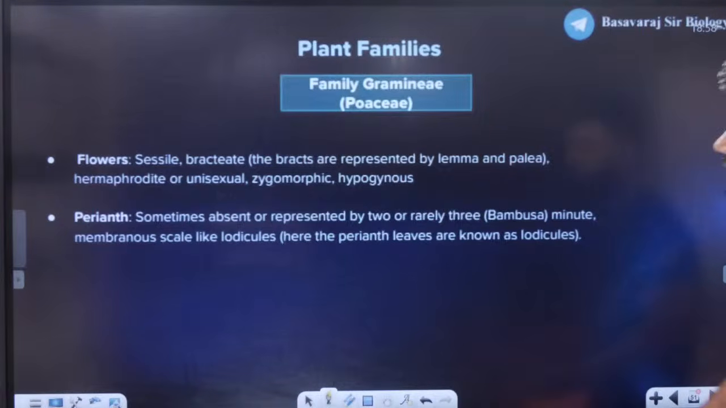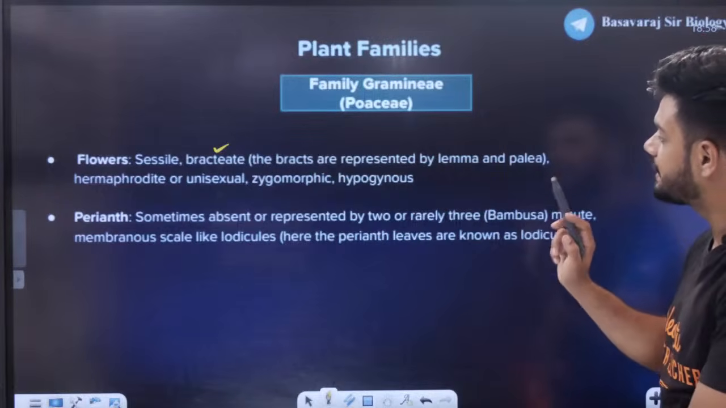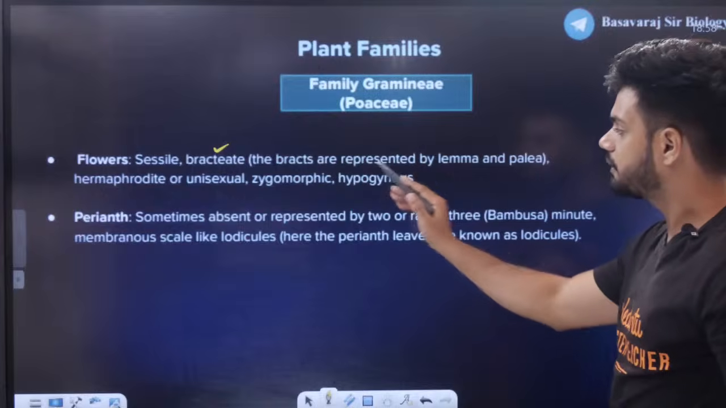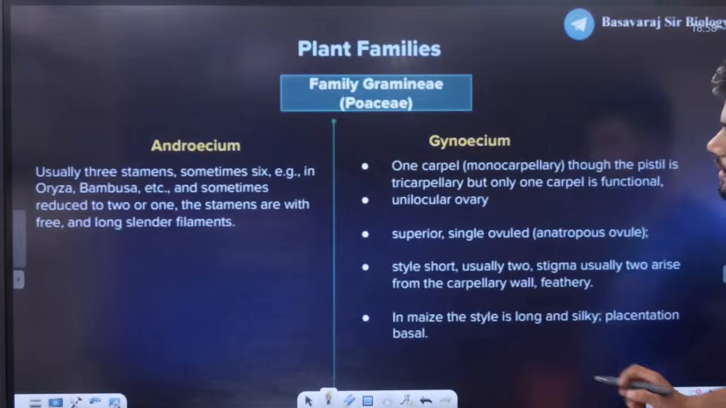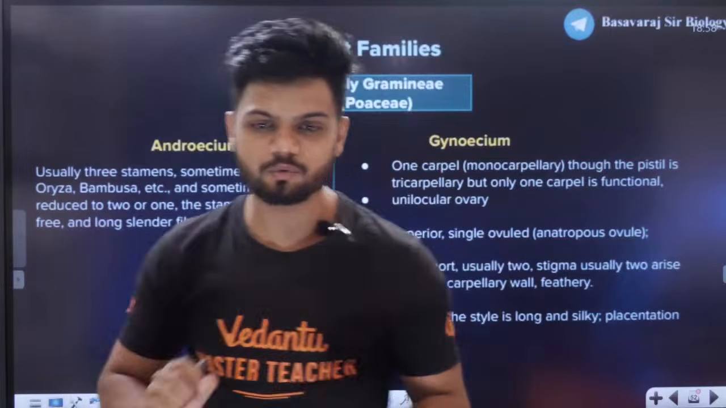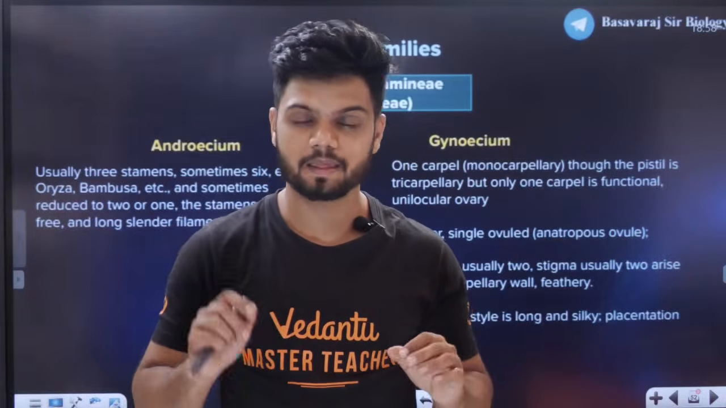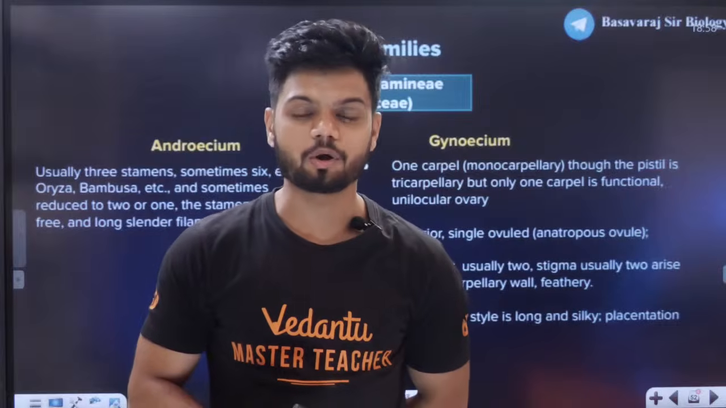Okay. Flower is sessile, bractate. Bracts are receptacles, lemma and palea, I told you. Hermaphrodite or unisexual. Zygomorphic, hypogynous condition. Androecium, usually the main questions will come from where? The main question will come from the inflorescence in Poaceae or the economic importance.